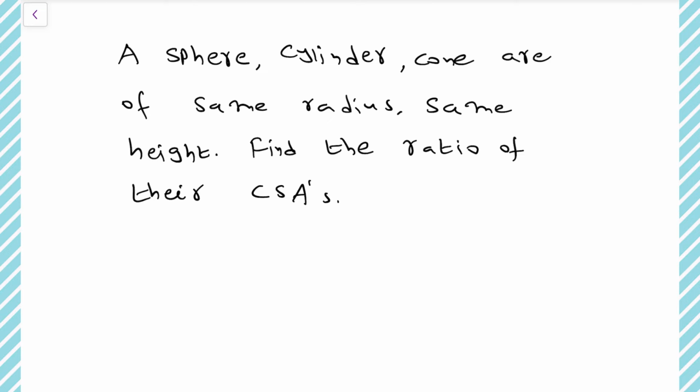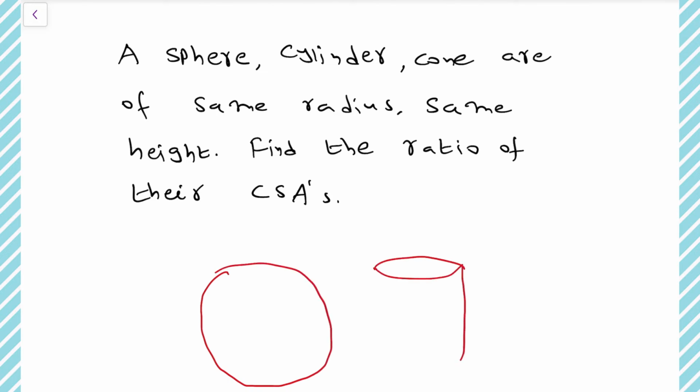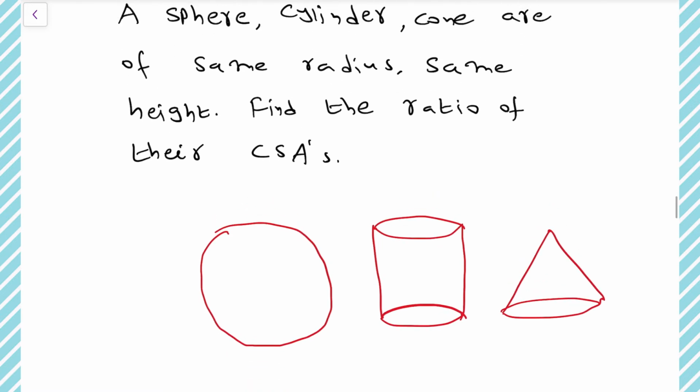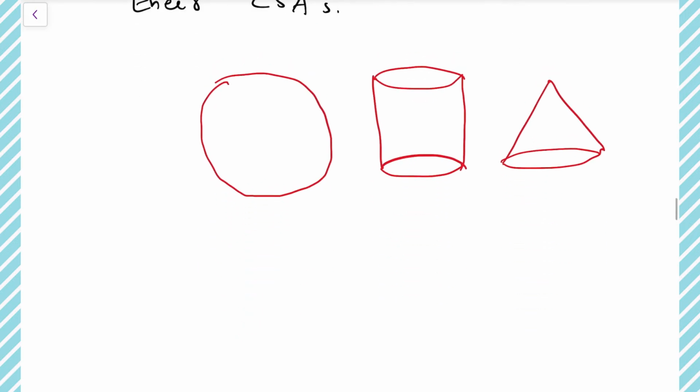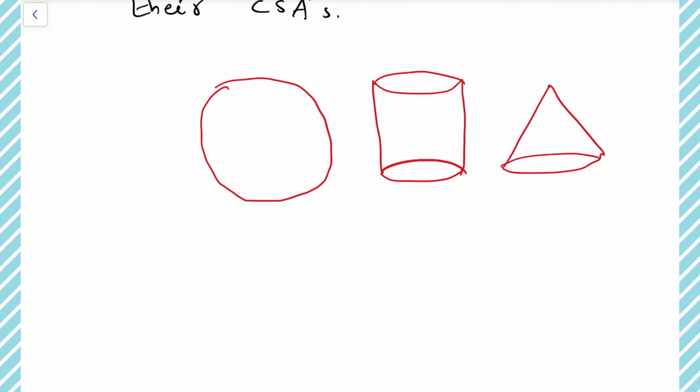Okay, first of all, we have a sphere, then a cylinder, and then a cone. In the question, he clearly mentioned that all are having the same radius and the same height. Okay, now let us take the sphere first.